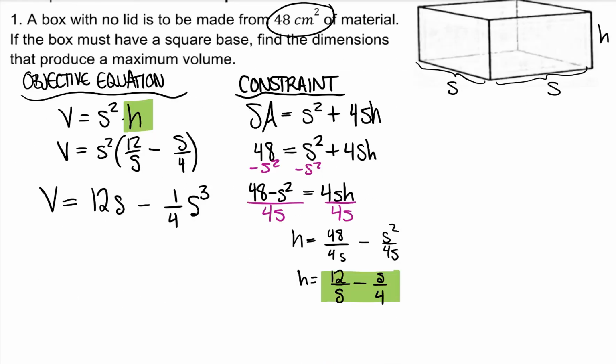Finding the domain just means looking at it through the relevance of this problem. We're not going to be looking at negative side lengths or negative heights. And because we're maximizing the volume, our domain will be greater than 0. Now we can derive, make our number line, and determine our relative extrema by evaluating the derivative of V with respect to S.